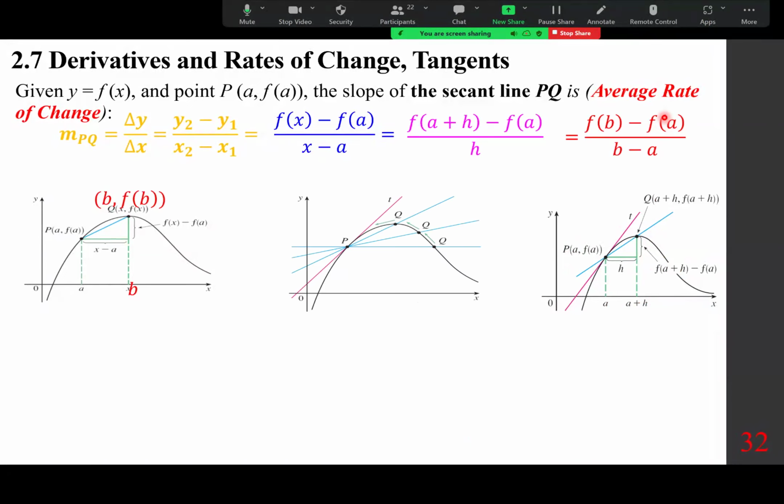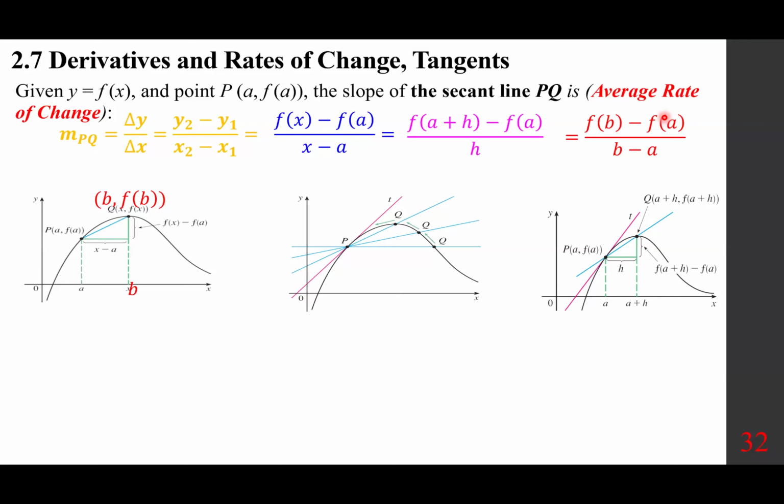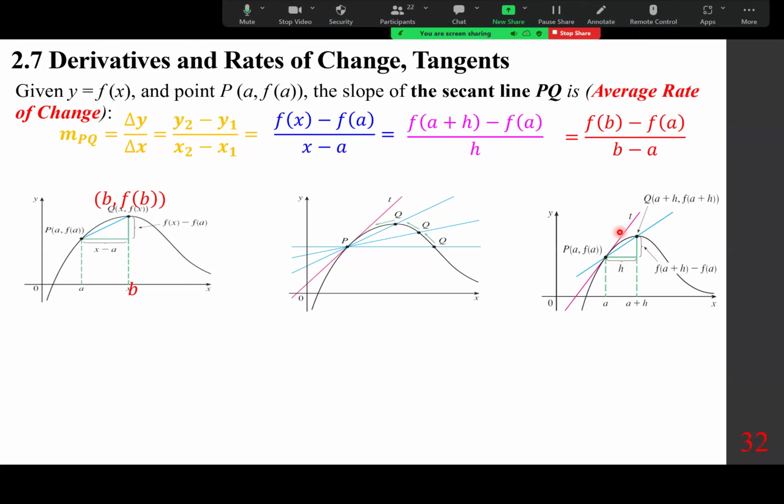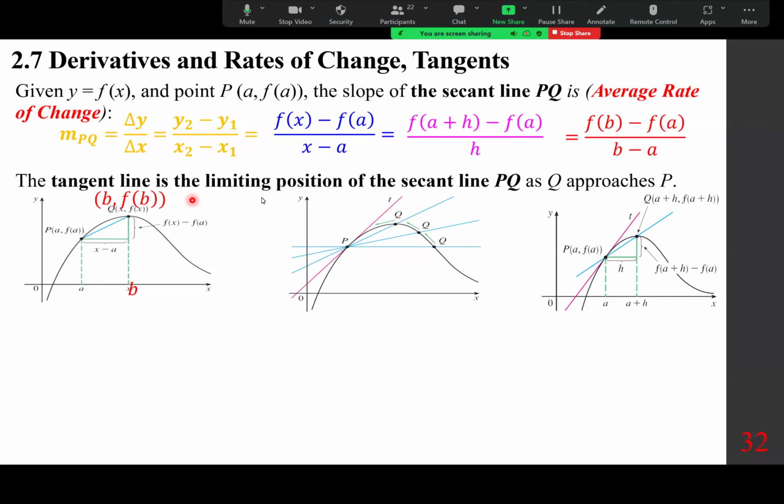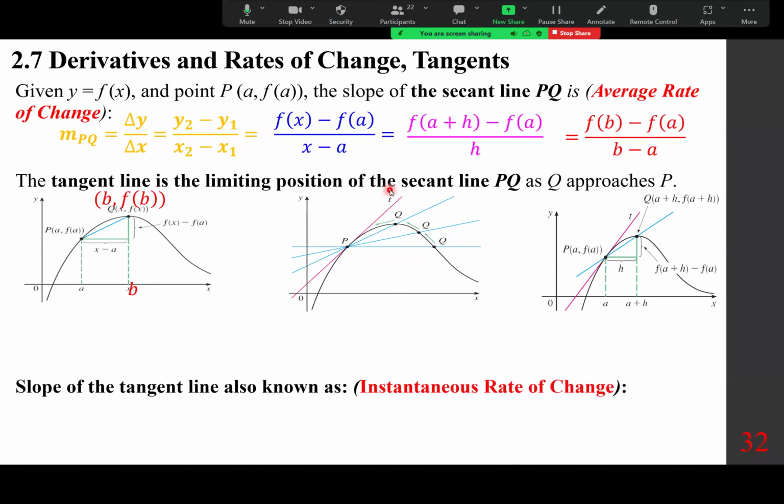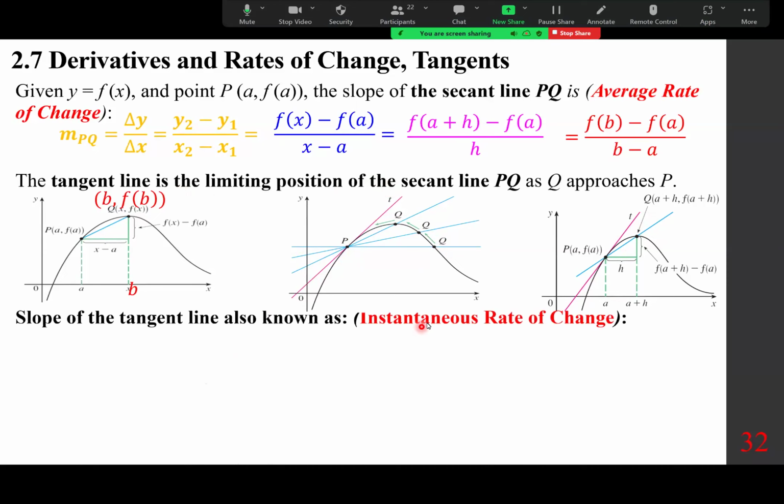Okay, and it is easy to find the slope of a secant line because we have 2 points. What about this point? As we get closer and closer to it, it becomes the tangent line. So the tangent line is the limiting position of the secant line PQ as Q approaches P from each side, actually, from both sides. The slope of a tangent line, also known as instantaneous rate of change, m of tangent line, is the limit of m of PQ as Q approaches P. So this slope as Q approaches P.